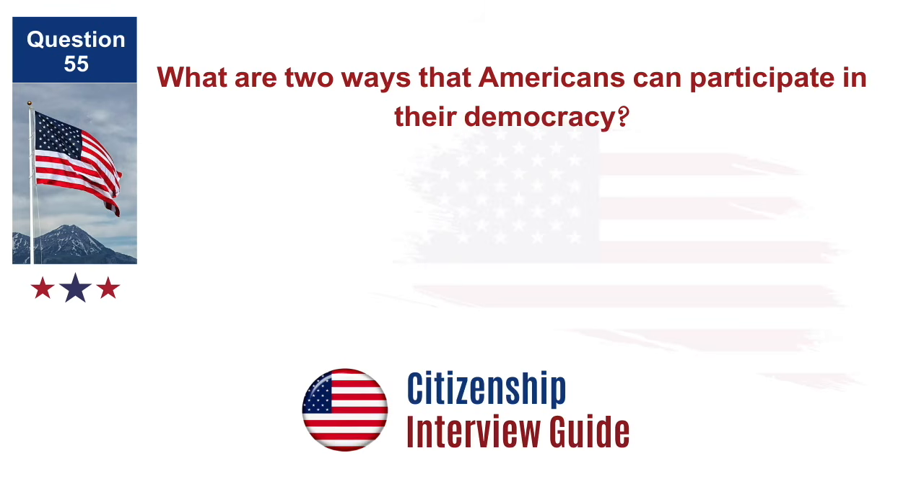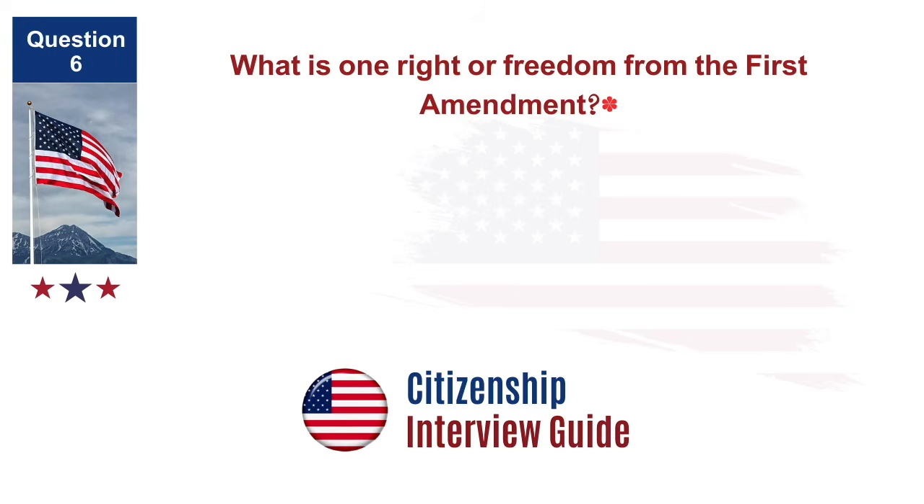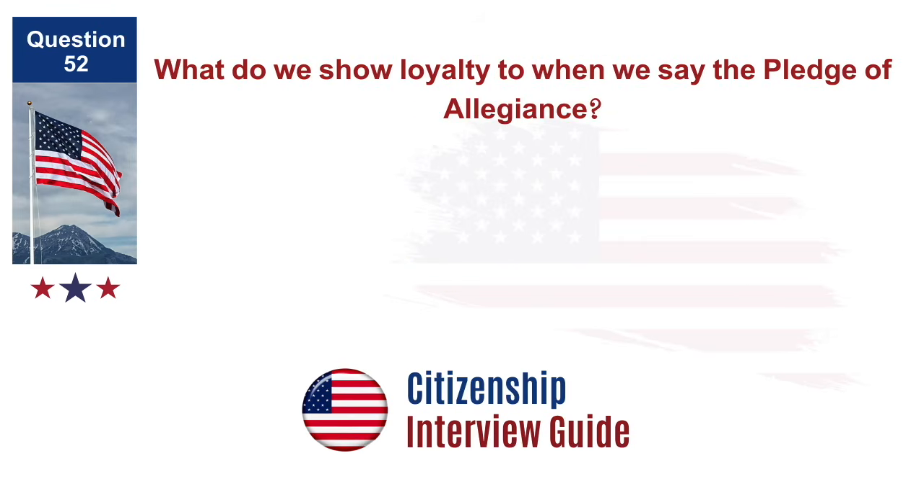What are two ways that Americans can participate in their democracy? Vote. Join a political party. What is one right or freedom from the First Amendment? Speech. What do we show loyalty to when we say the Pledge of Allegiance? The United States.